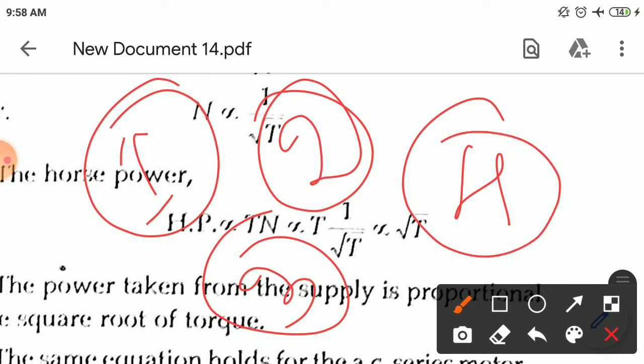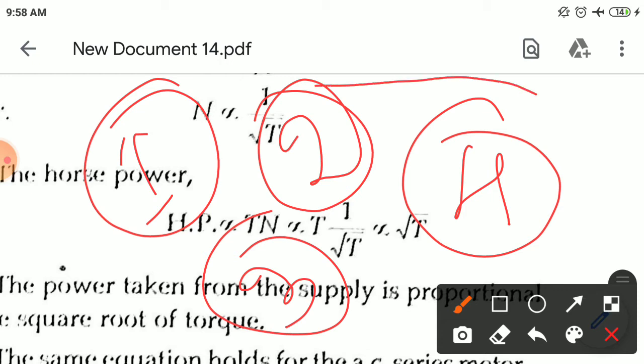And the fourth point is the power and therefore the current from the supply. For the same amount of torque, the power and therefore the current from the supply is more in the case of the shunt motor than the series motor. The shunt motor has more power for the same torque, but it has less power in the case of the series motor.